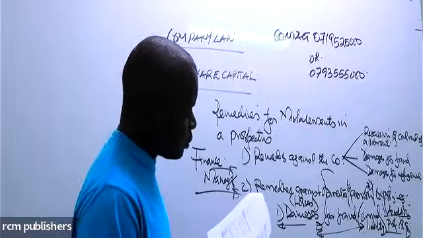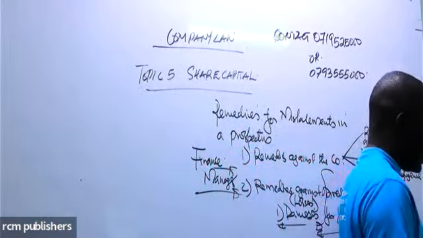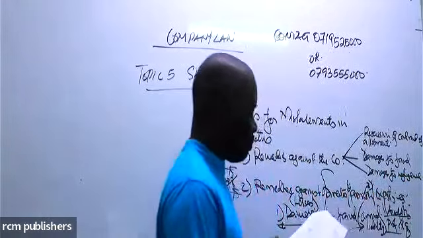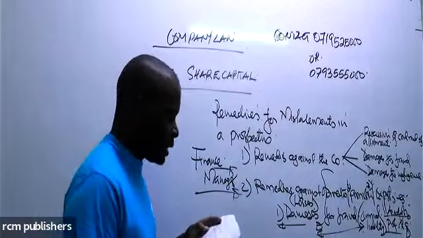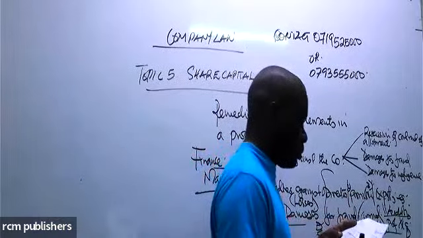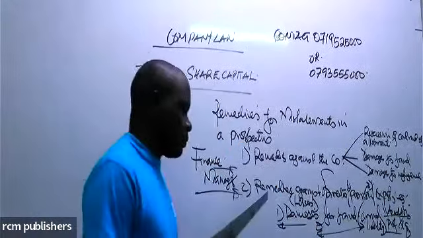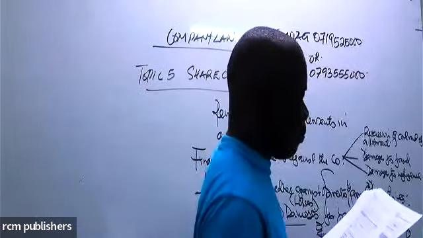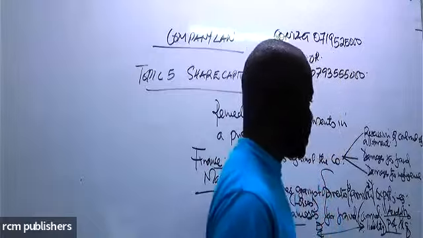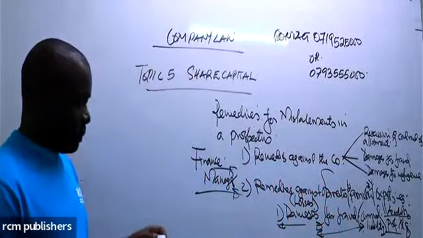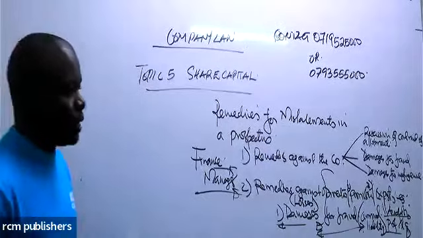The following actions and omissions constitute criminal behavior in relation to the preparation and issue of a prospectus. Failure to include matters that are supposed to accompany the prospectus, and issuing a prospectus without delivering a signed copy of it to the registrar of companies. That's what will happen with regard to a misleading prospectus.